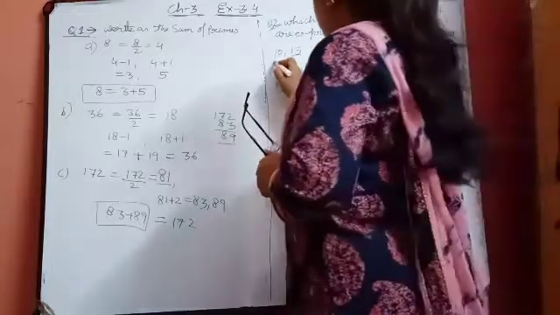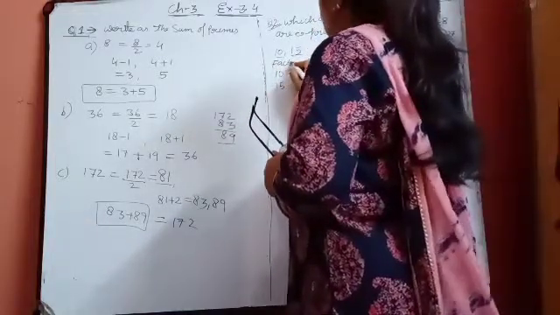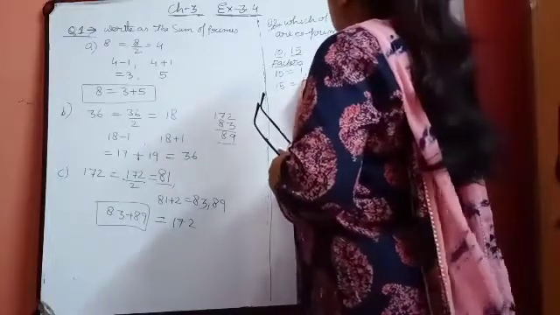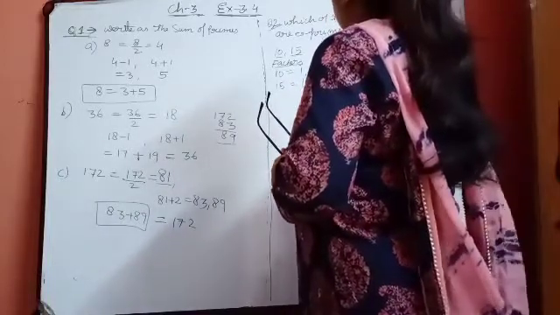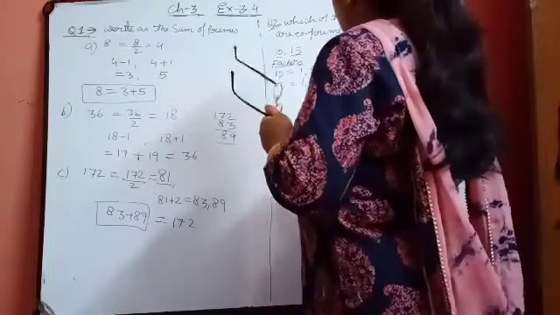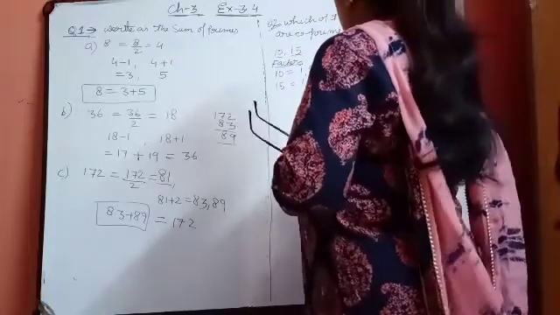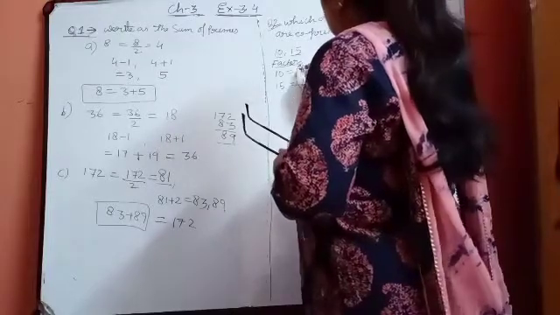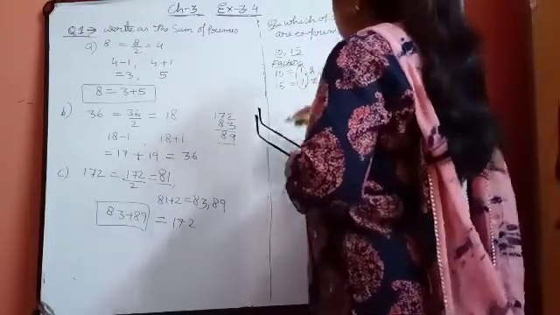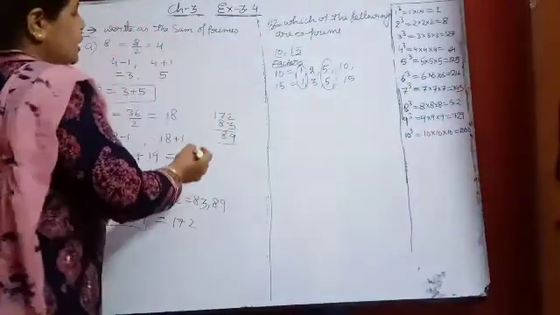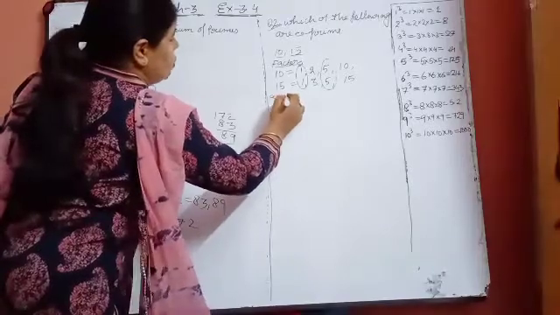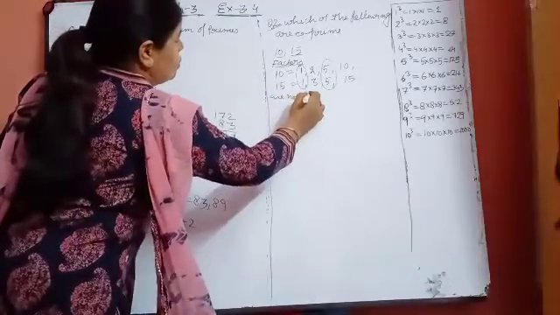What am I doing? Factors. I am writing factors. The factors of 15 will be 1, 3, 5, and 15. If you can see, 10 and 15 have two common factors, so they will not be co-prime. They are not co-prime.